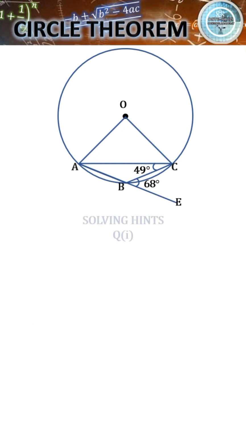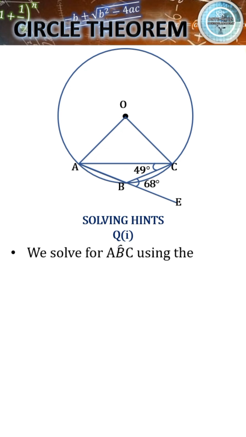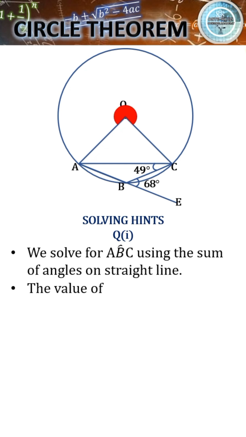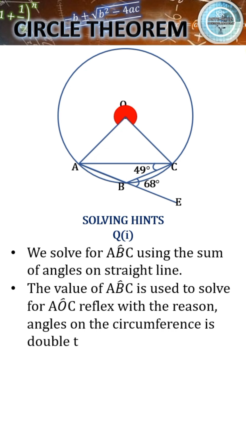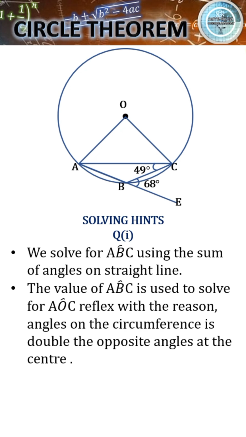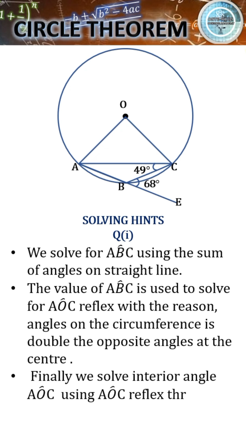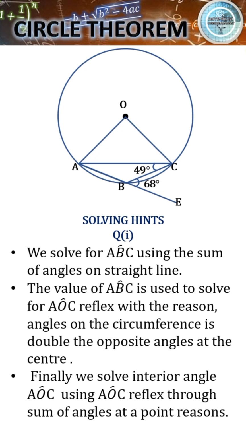Solving hint of question 1. We solve for ABC using the sum of angles on a straight line. Then next, we use the value of ABC to solve for AOC reflex, with the reason that the angle on the circumference is double the opposite angle at the center. When we say AOC reflex, the reflex means an angle that is more than 180. Then thirdly, finally, we solve the interior angle AOC using AOC reflex through the sum of angles at a point.